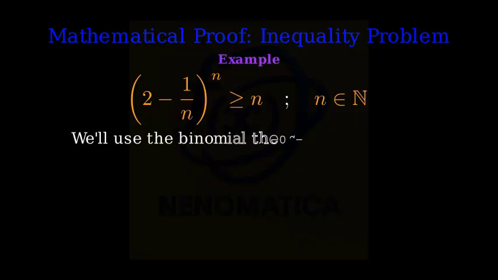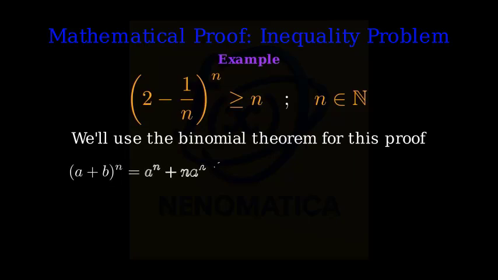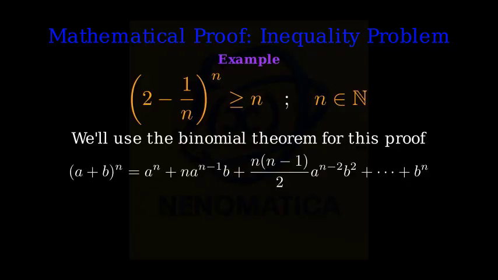To prove this inequality, we'll start by recalling an important formula. Let's remember the binomial theorem, which states that for any expression of the form (a + b)^n, we can expand it as follows: a^n + n·a^(n-1)·b + n(n-1)/2·a^(n-2)·b^2, and so on until the final term of b^n. Now, let's begin the proof.